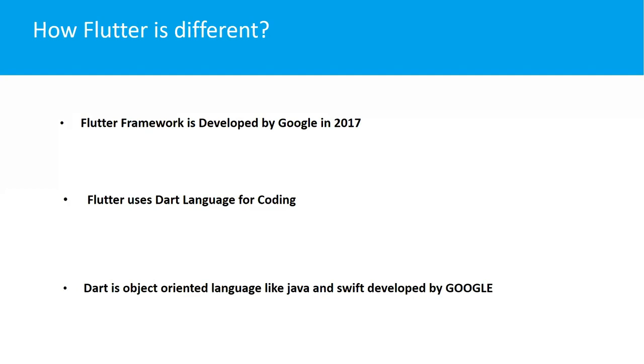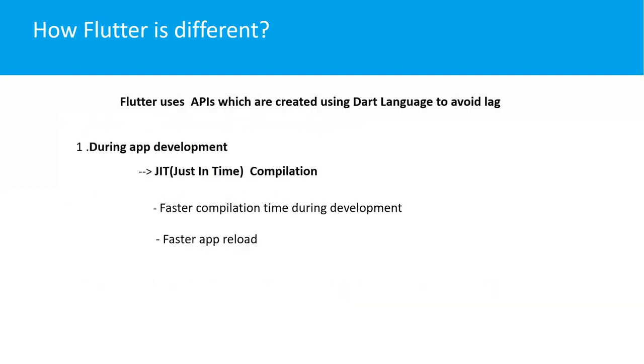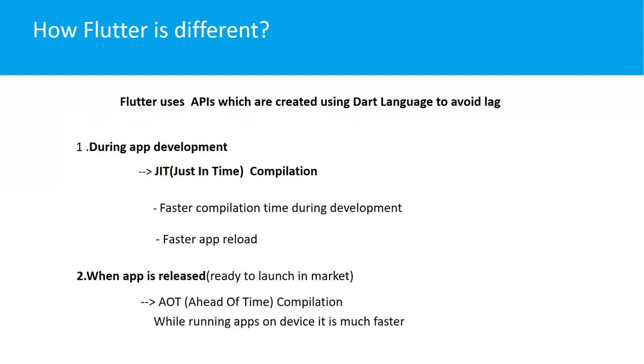in 2017. They avoided this lag by using two approaches, JIT compilation and AOT, ahead of time compilation. These were developed at the language level itself. In the case of JIT compilation, we get faster reload. For example, if I want to make modifications to a native Android application, we need to totally rerun the application. It is somewhat time consuming.